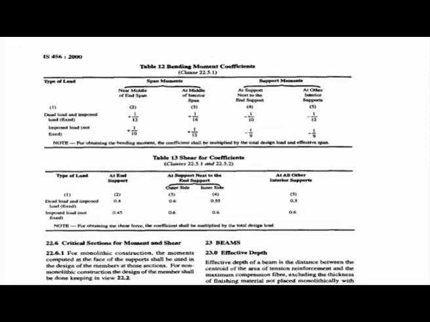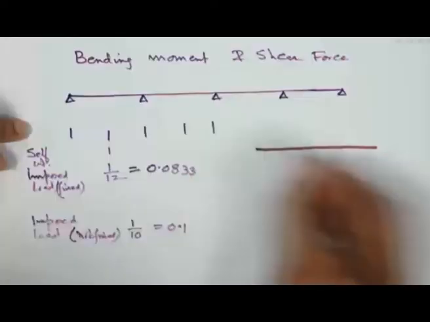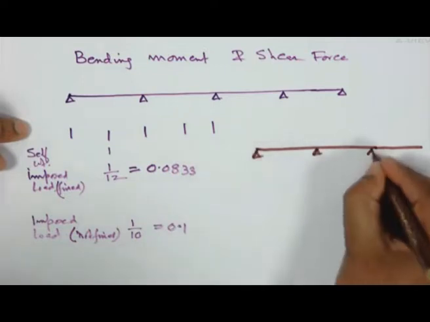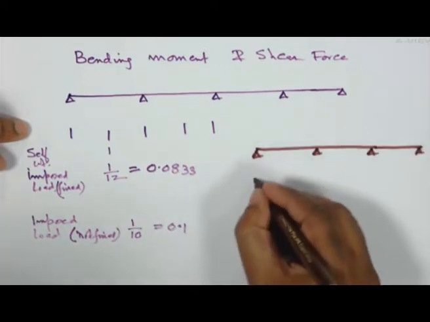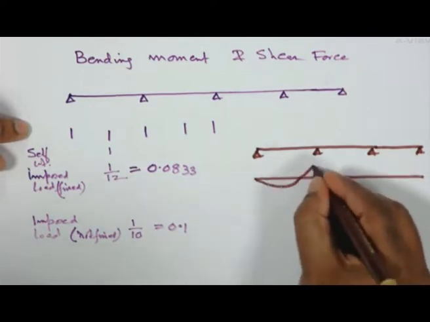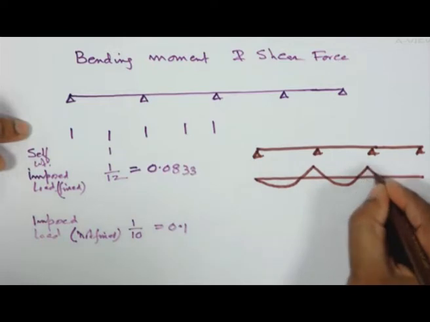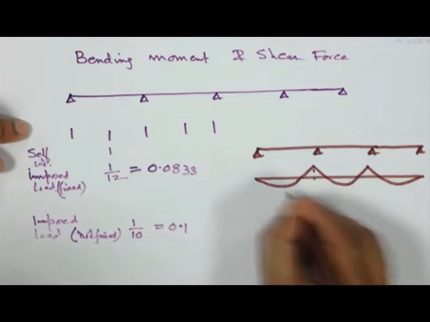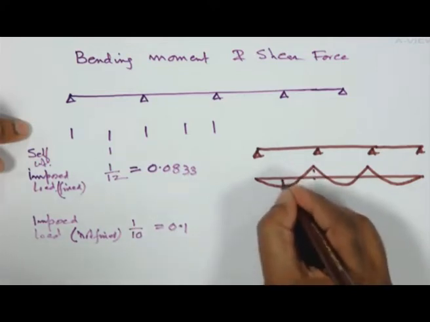So if you see this one here, that 1 by 12, that is near middle of end span and at middle of interior span. Why are we saying near middle? This one I can show you by a simple example. Let us consider this beam. The bending moment here is like this. So this is your support, but this one will not be in the middle.